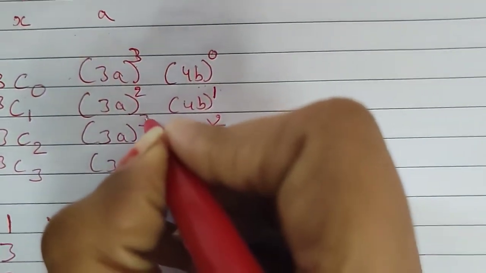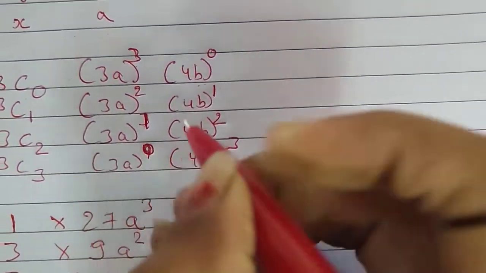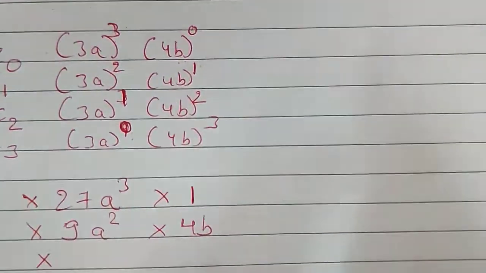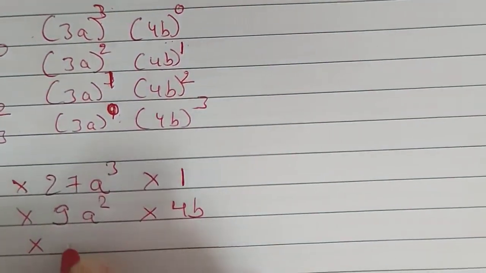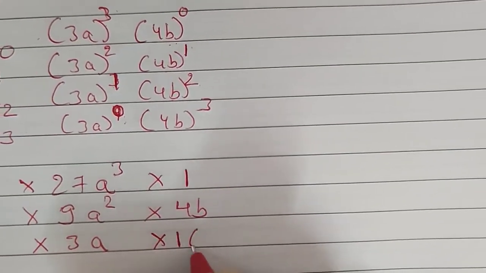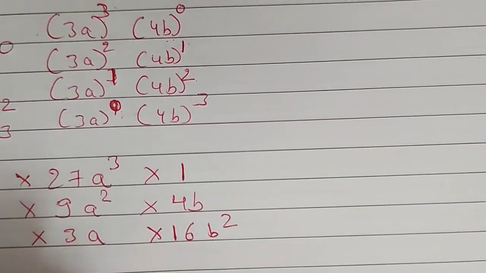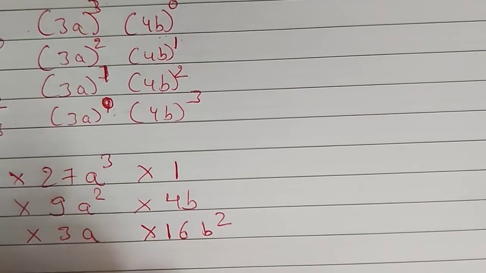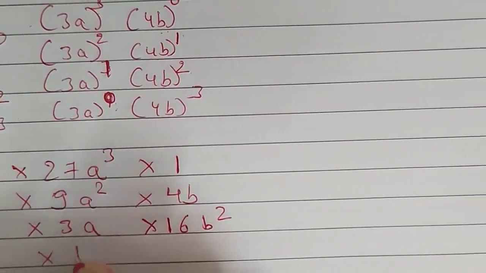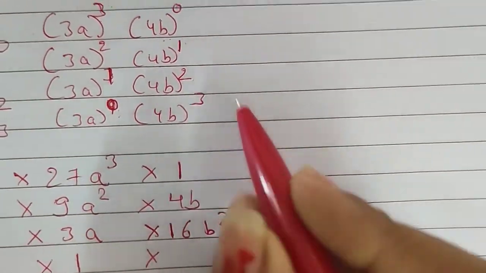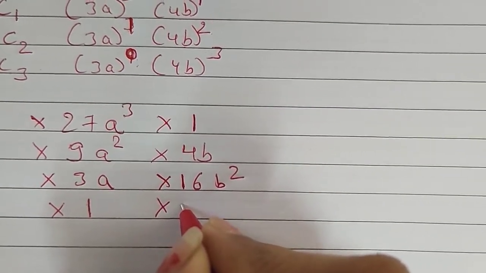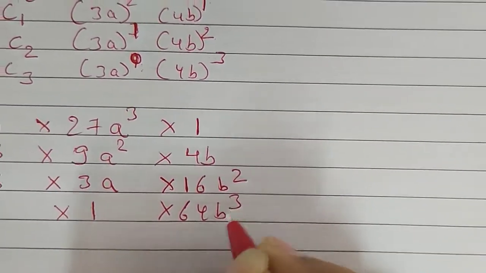This is 3a raised to 1 and this is 3a raised to 0. The power decreases by 1, that is 3, 2, 1 and 0, and here 0, 1, 2, 3. So 3a raised to 1 will be 3a into (4b) raised to 2, so that will be 4 into 4, 16b square, plus 3c3 is 1 into 3a raised to 0, so it will be 1 into (4b) raised to 3. So 4 into 4 into 4, that will be 64b cube.